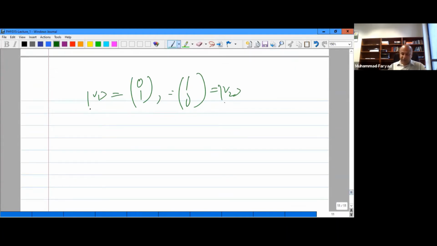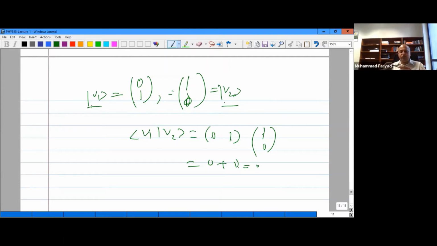For example, this is an orthonormal basis. You can see that this has magnitude 1 because there's only 1 here, and this also has magnitude 1, and they're both orthogonal because if I take the inner product of v1, v2, so this becomes 0 1, this is 1 0, so the inner product is 0 plus 0, because 0 into 1 is 0, 1 into 0 is 0. So they're orthogonal and they have magnitude 1.